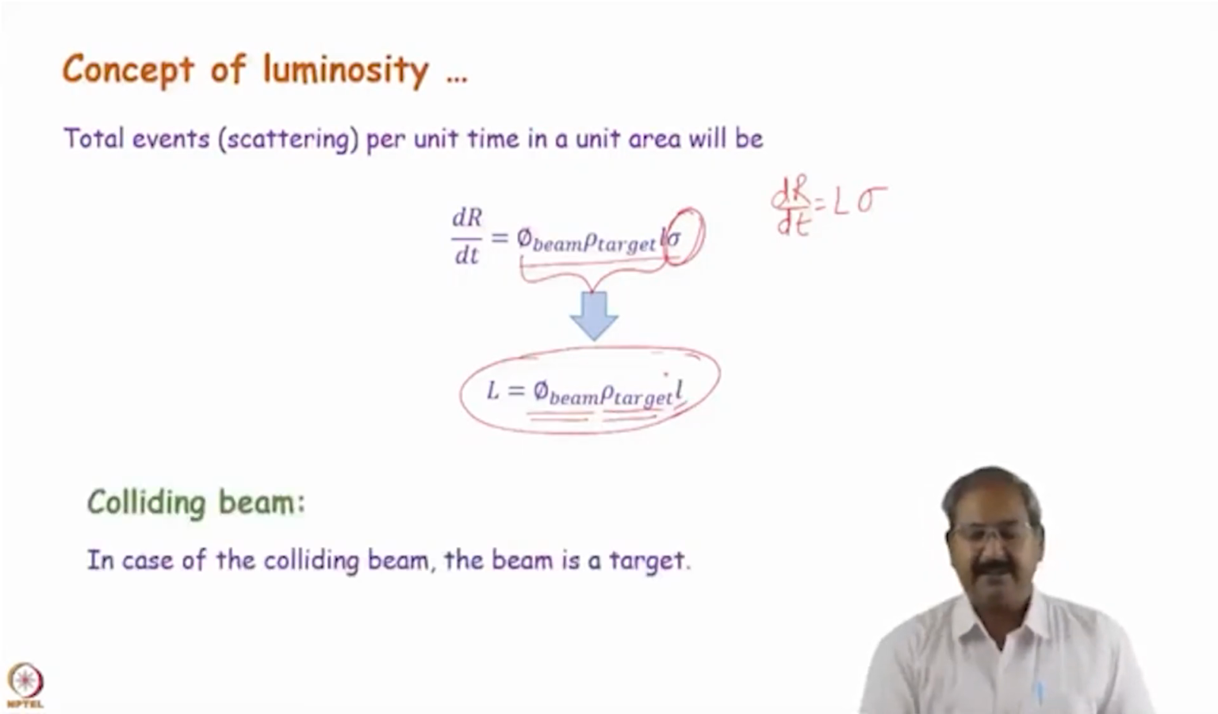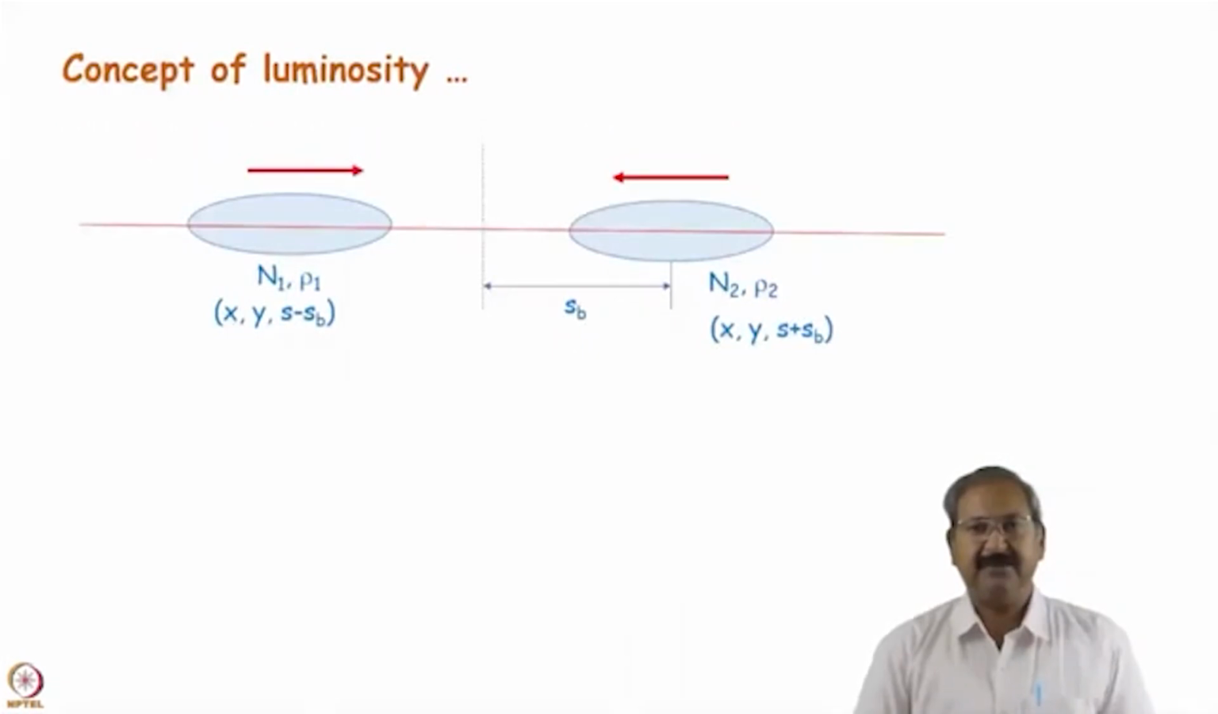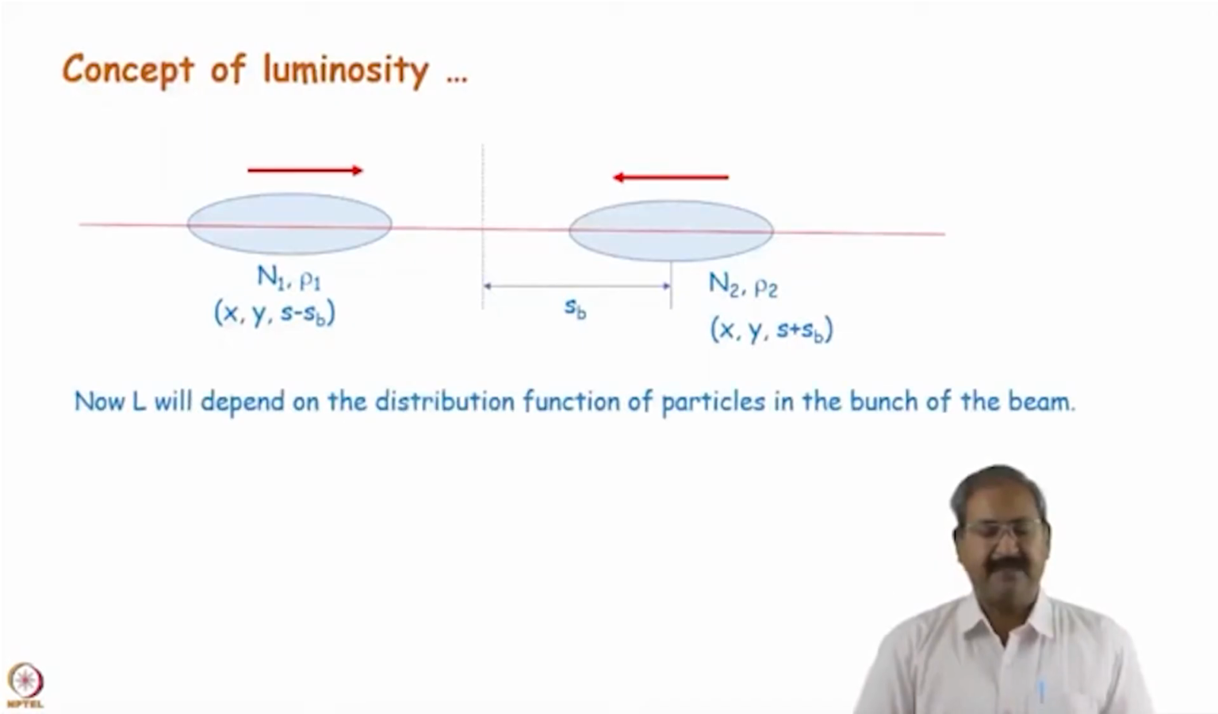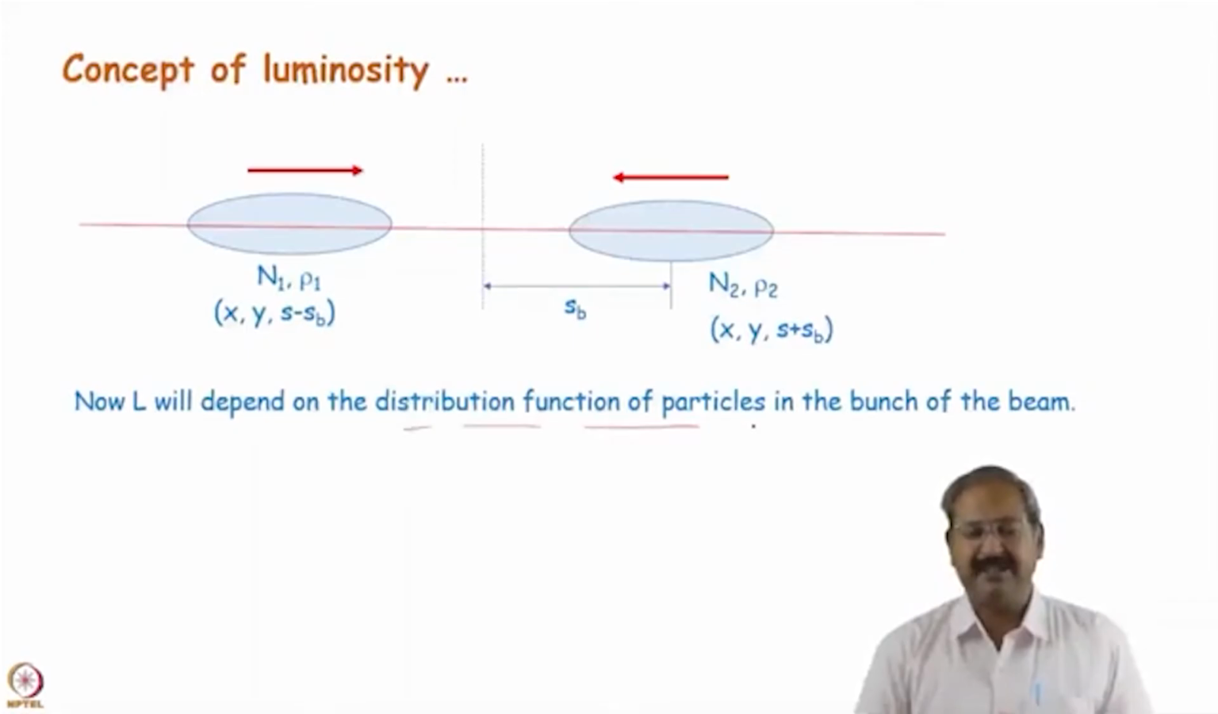In case of colliding beams, the target is also moving and rho is not so high. So we have to take the density of both the beams. And if we take the density of both the beams, it means luminosity depends on the density distribution of the beam. It is highly dependent on that. So now it will depend on the distribution function, how the density is distributed.